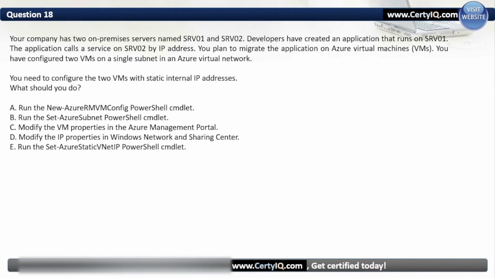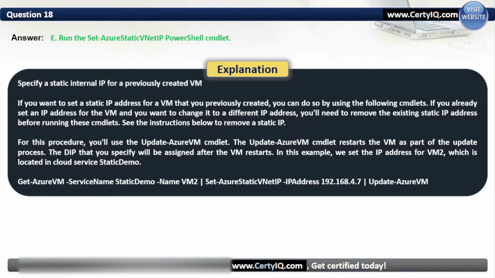The correct option is E. Run the Set-AzureStaticVNetIP PowerShell cmdlet. Specify a static internal IP for a previously created VM. If you want to set a static IP address for a VM that you previously created, you can do so by using the following cmdlets. If you already set an IP address for the VM and you want to change it to a different IP address, you shall need to remove the existing static IP address before running these cmdlets. See the instructions below to remove a static IP.